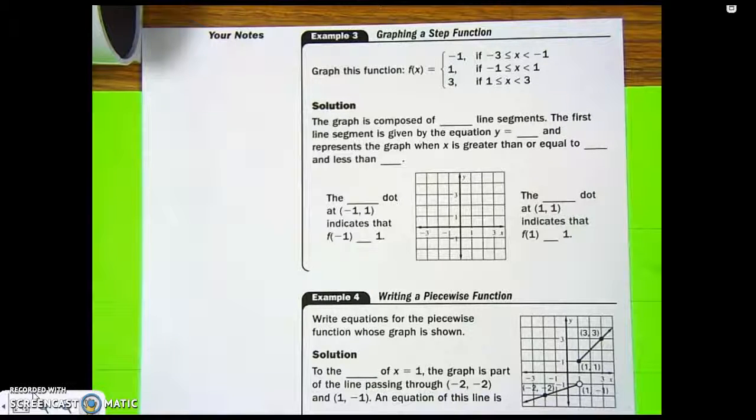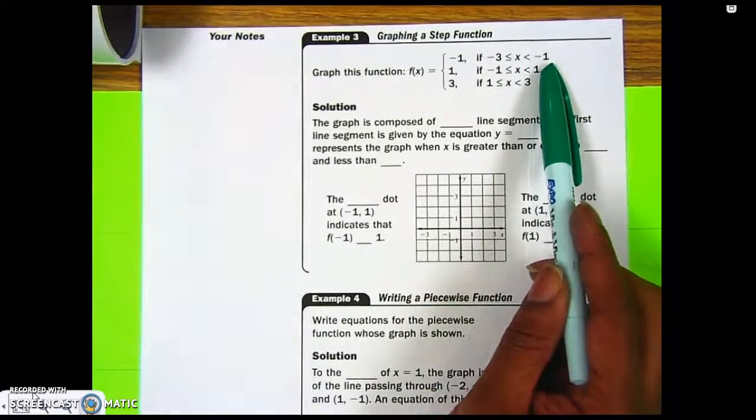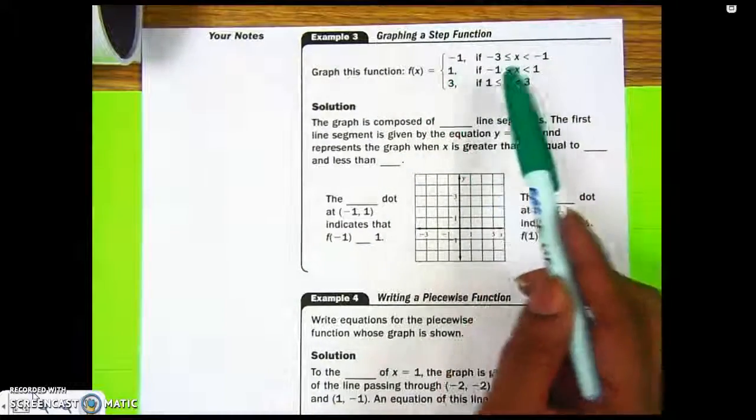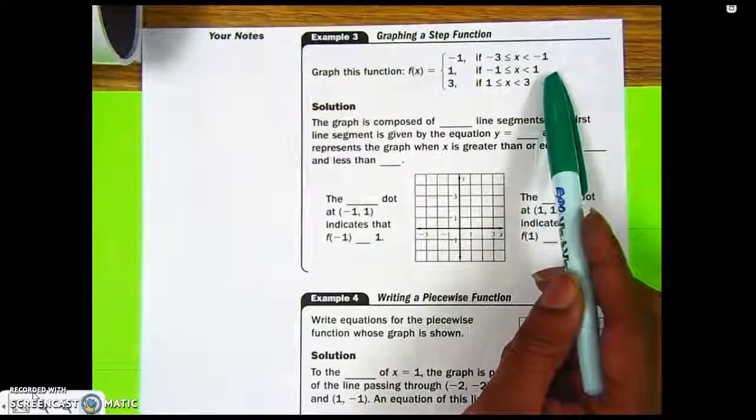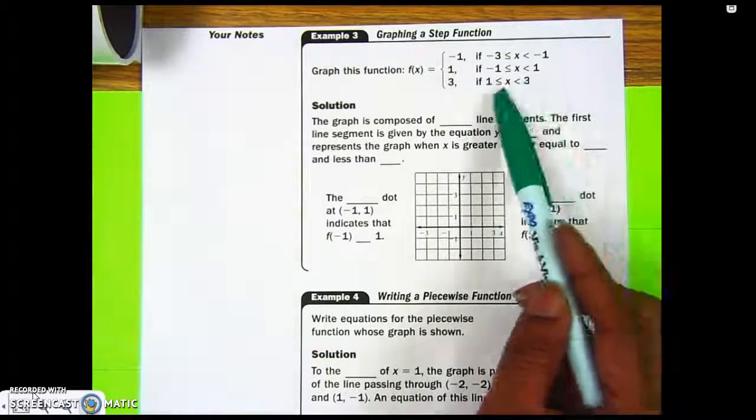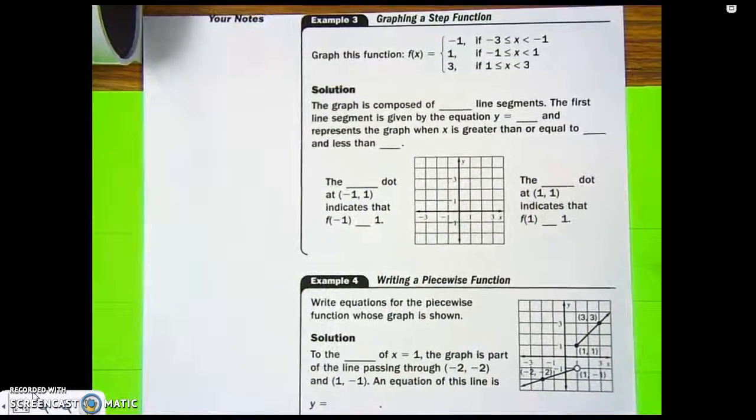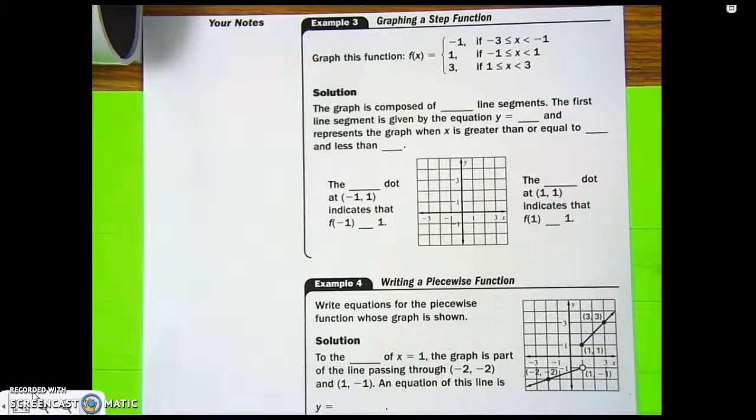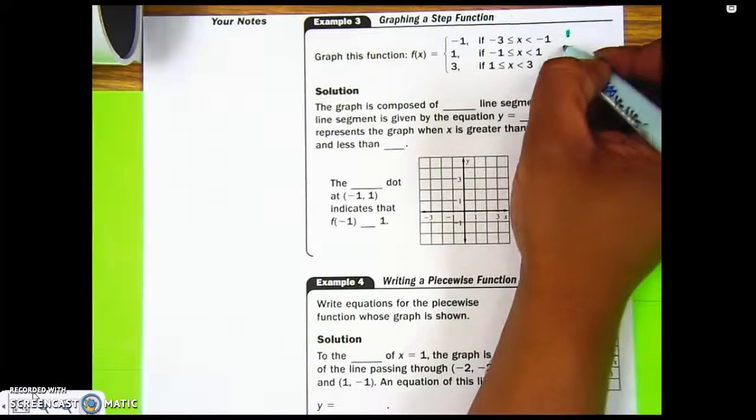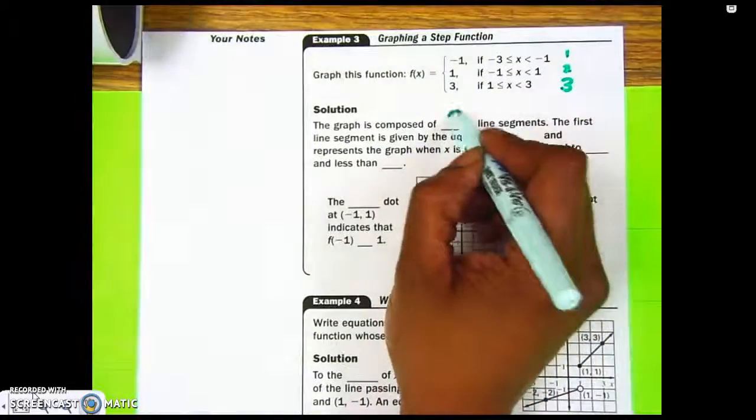It says graph this function: f of x equals -1 if x is between -3 and -1, f of x equals 1 if x is between -1 and 1, and then f of x equals 3 if x is between 1 and 3. All right, the solution. The graph is composed of how many line segments? All right, so we have 1, 2, 3 line segments. So the graph is composed of 3 line segments.